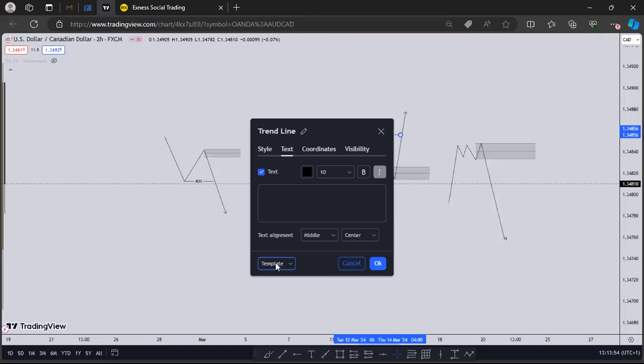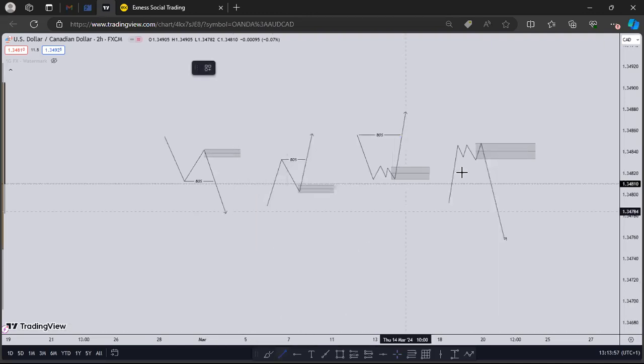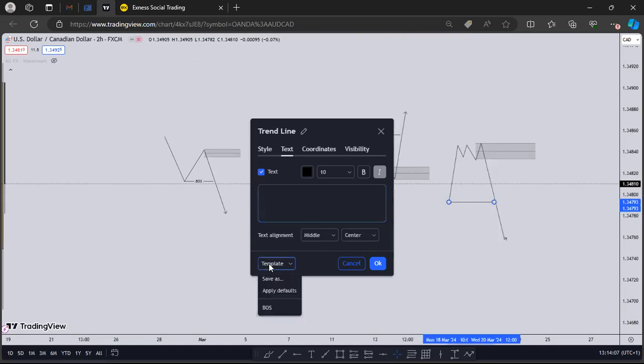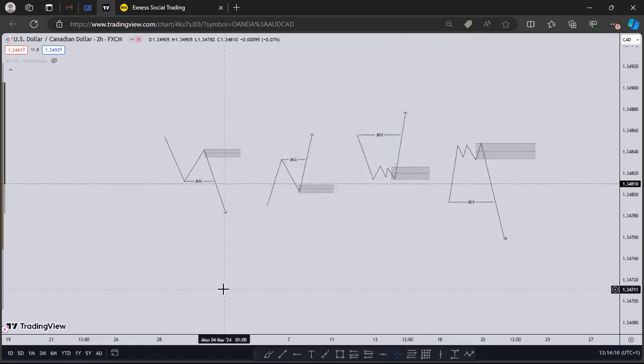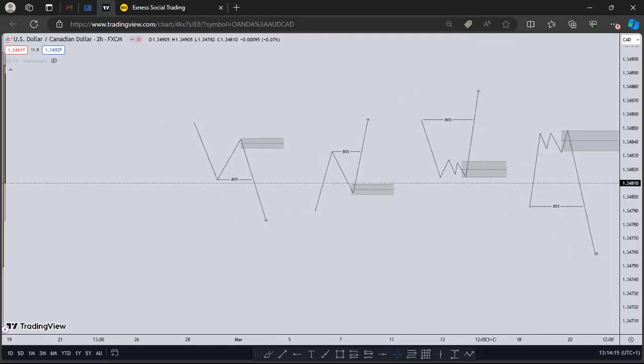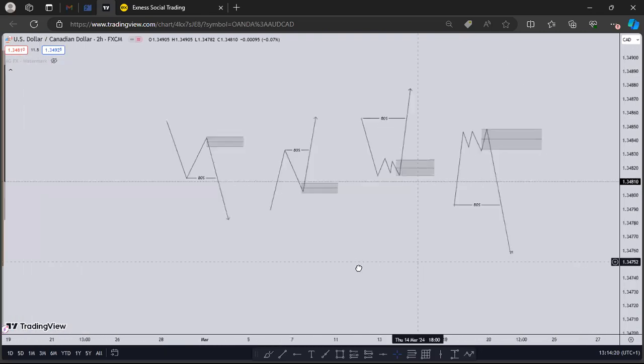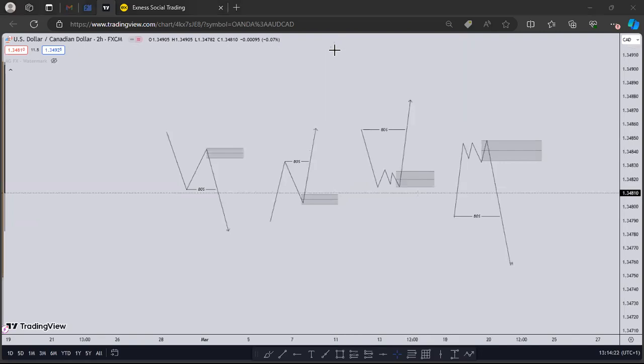Let me quickly do this for you guys. Okay, here we have it. They all have a base and they all have a clear break of structure.